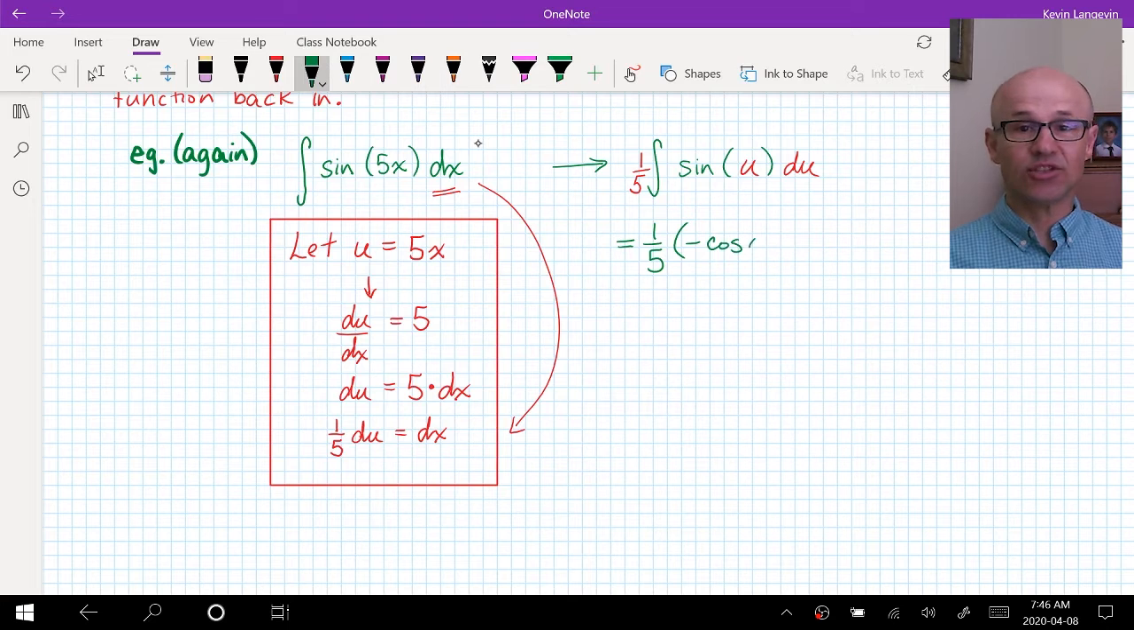We then take the antiderivative of the sine of u, which is a negative cos u, and we tidy it up. Negative 1/5 cos u plus c. Let's look at another example.